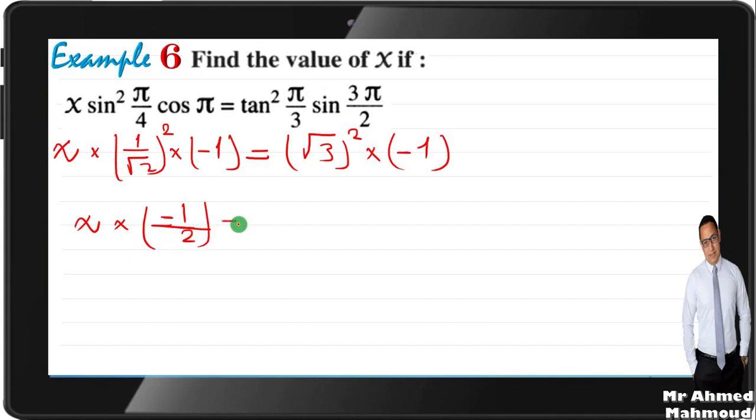Negative half equal this one equals negative 3. By sending this one there, x equals negative 3 divided by negative half, which equals positive 6.